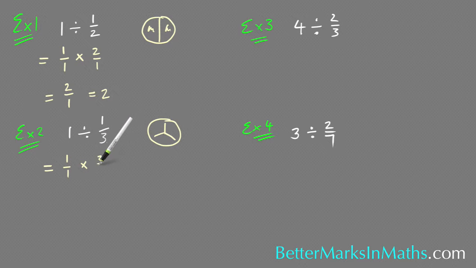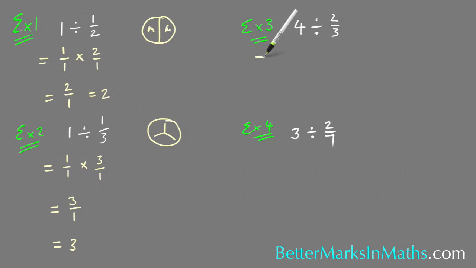And the steps, again, put this over 1, 1 over 1, change that to times, and then turn the fraction upside down, and then multiply the top numbers together and the bottom numbers together. So 1 times 3 is 3. On the bottom, 1 times 1 is 1. And then 3 divided by 1, or how many 1's in 3? The answer is 3.